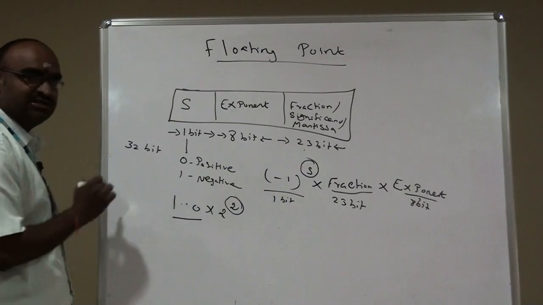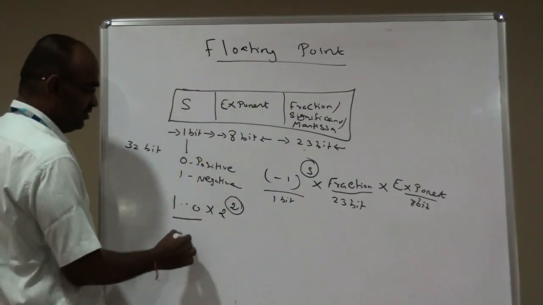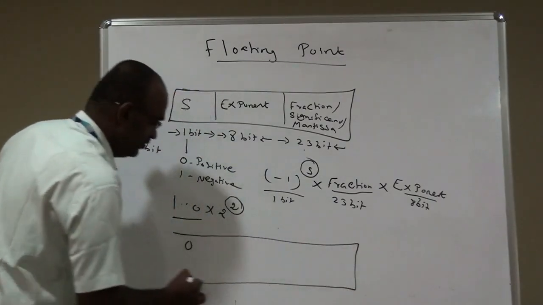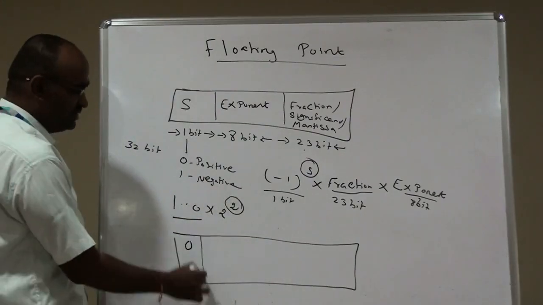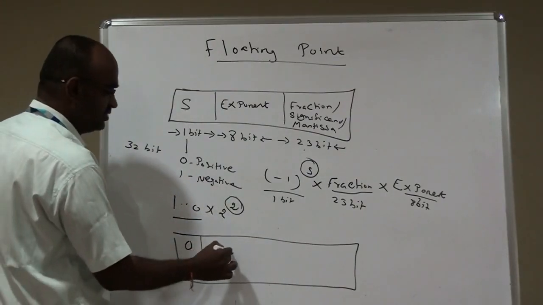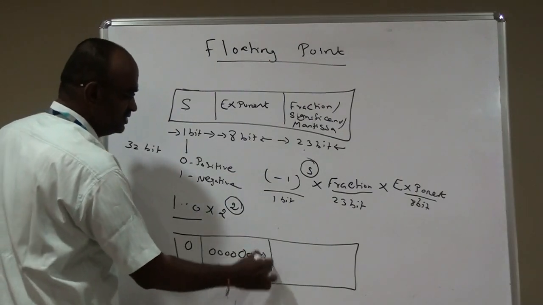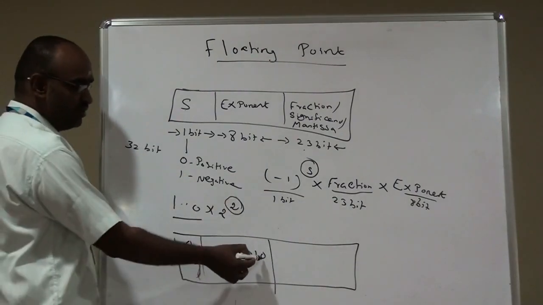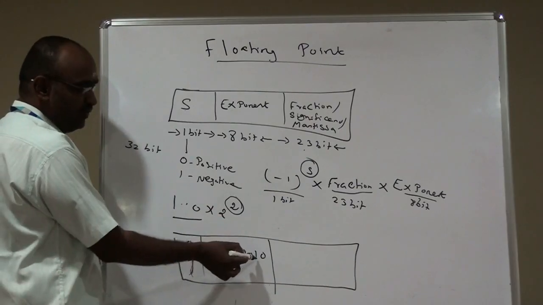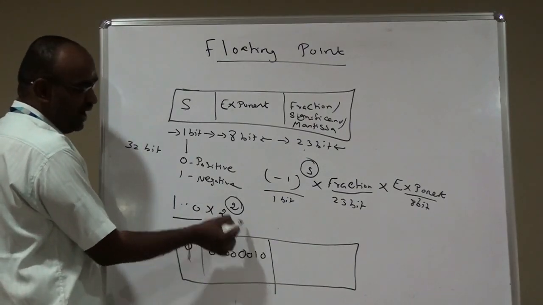So here is a positive number, so we represent 0, and the exponent value is 2, so we have to represent 8 bits. So 0 0 0 0, that is 4 bits, and another 4 bits, 0 0 1 0. So this is for 2, right? 2 power 0 is 1, 2 power 1 is 2. So the exponent is 2.